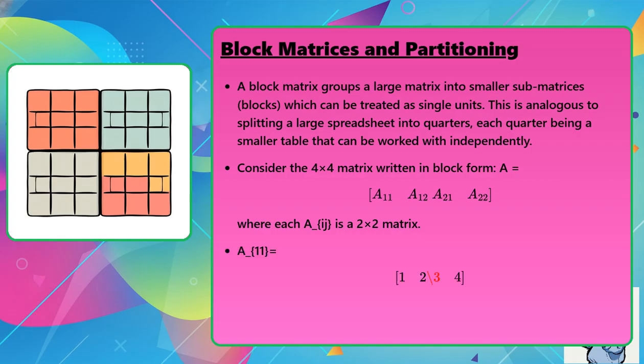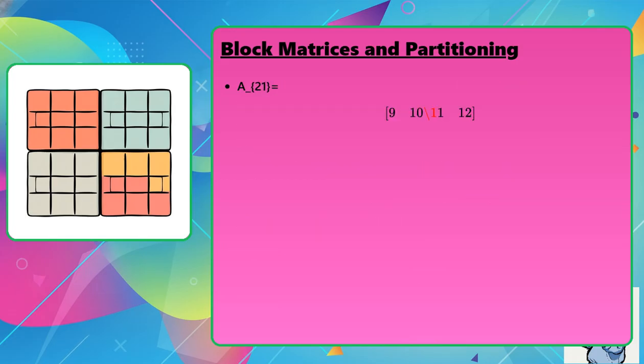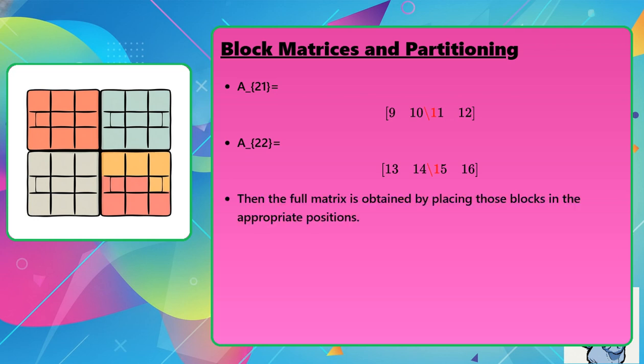A sub 11 equals a 2 by 2 matrix with 1, 2 in the first row and 3, 4 in the second row. A sub 12 equals a 2 by 2 matrix with 5, 6 in the first row and 7, 8 in the second row. A sub 21 equals a 2 by 2 matrix with 9, 10 in the first row and 11, 12 in the second row. A sub 22 equals a 2 by 2 matrix with 13, 14 in the first row and 15, 16 in the second row. Then the full matrix is obtained by placing those blocks in the appropriate positions.